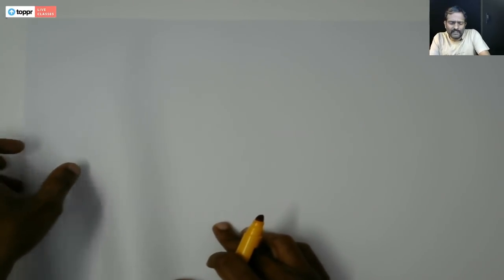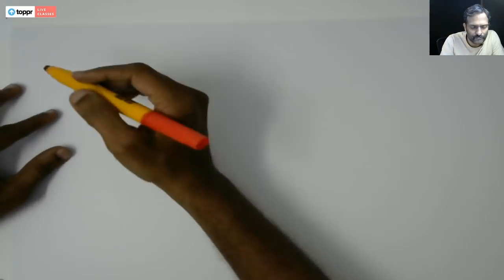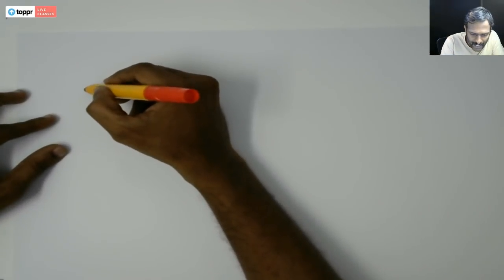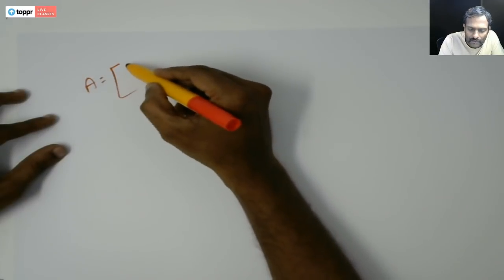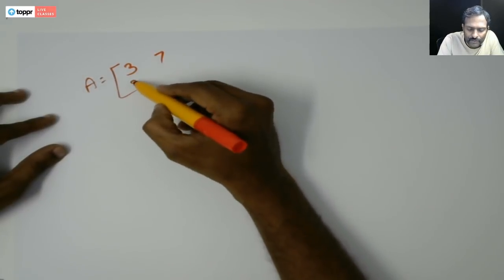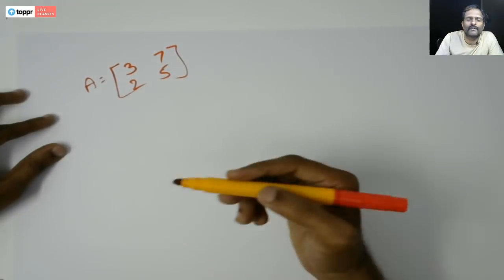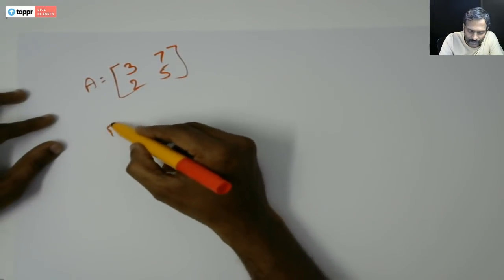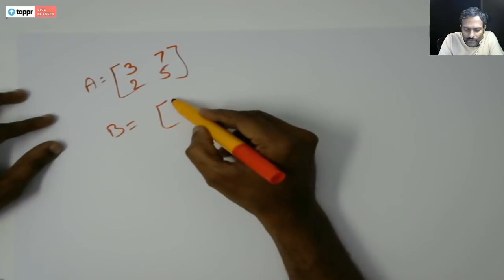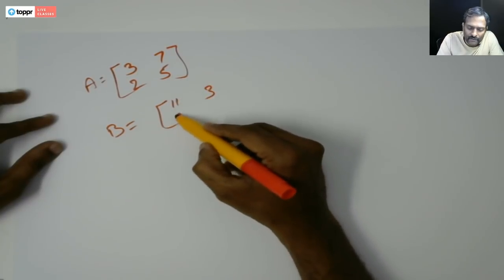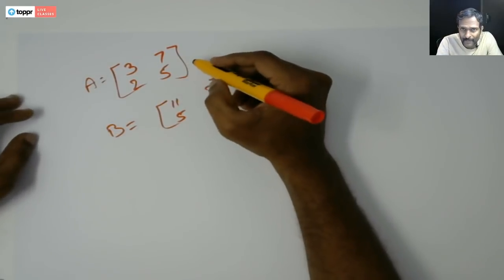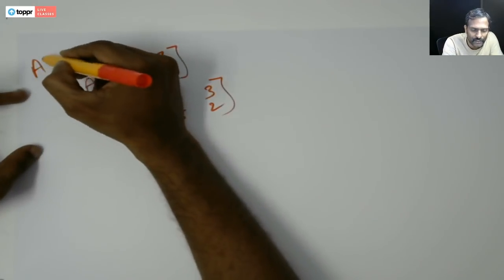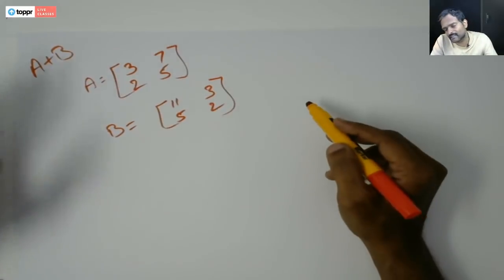Next, let us see how we can add matrices. Suppose I have a matrix A is equal to 3, 7, 2, 5, right? And one more matrix I have, B is equal to 11, 3, 5, 2. What we are trying to do here is find the sum of A and B.